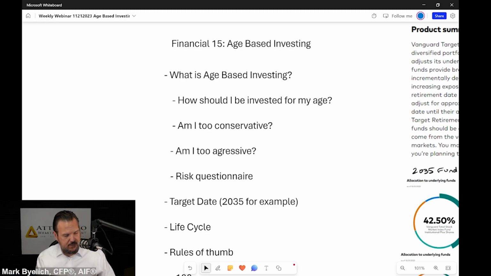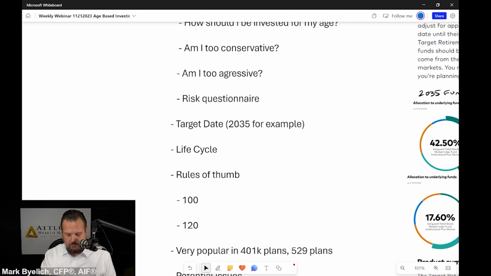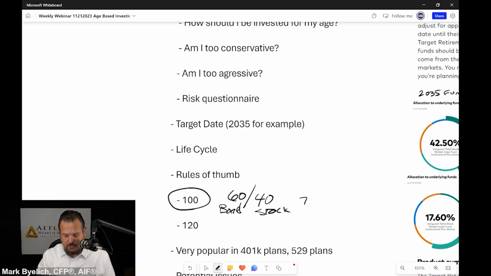Now, there's some problems with that. There's some rules of thumb that you'll hear out there. And the first one is the 100 rule of thumb. They say subtract your age from 100, and that's the type of allocation you should have in your stock and bond portfolio. So if you're 60 years old, you would subtract 60, and they're telling you that you should have a 60% bond portfolio and a 40% stock portfolio. So that may be well and good. And obviously, if you're 70, it should be 70-30 bonds to stocks.